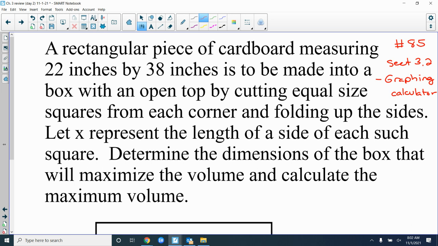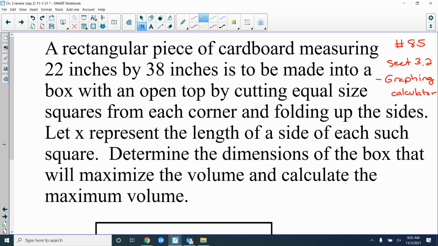All right, a rectangular piece of cardboard measuring 22 inches by 38 inches is made into a box with an open top by cutting equal size squares from each corner and folding up the sides. Let x represent the length of a side of each such square. Determine the dimensions of the box that will maximize the volume and calculate the maximum volume. We're going to round anything to 2 decimal places that doesn't come out to be a nice number.